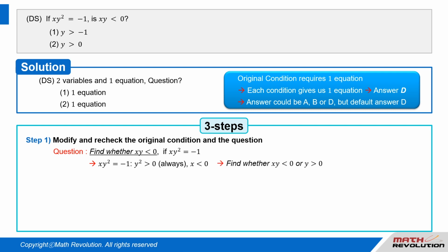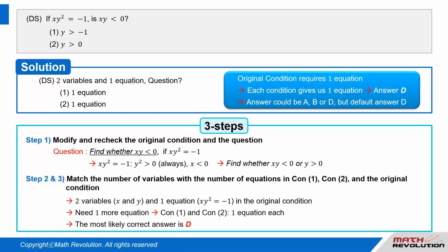Knowing the value of y could be sufficient to know whether x times y is less than 0 or whether y is greater than 0. The modification, which is the first step of the variable approach, is the most important. Make sure to practice this step. Doing so makes writing the GMAT that much easier and less stressful. Follow the second and third steps.